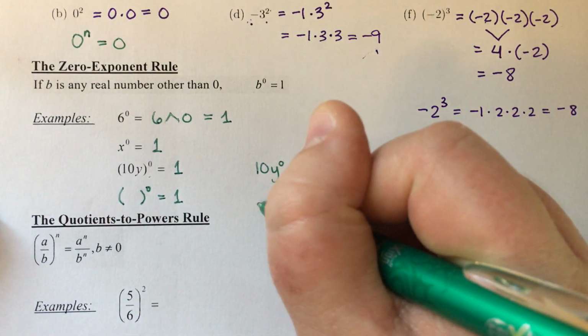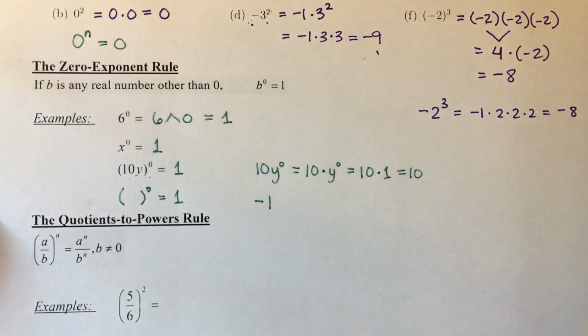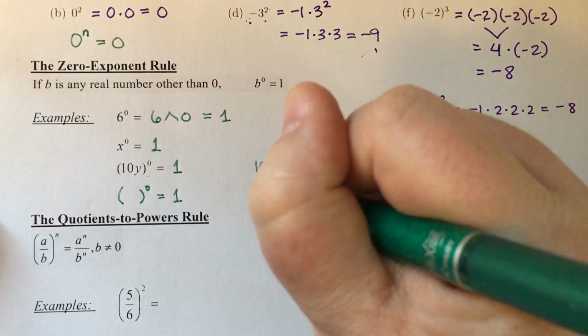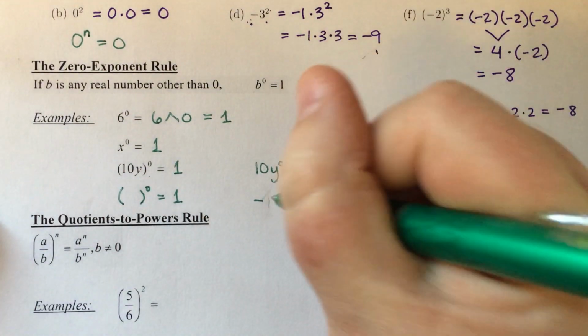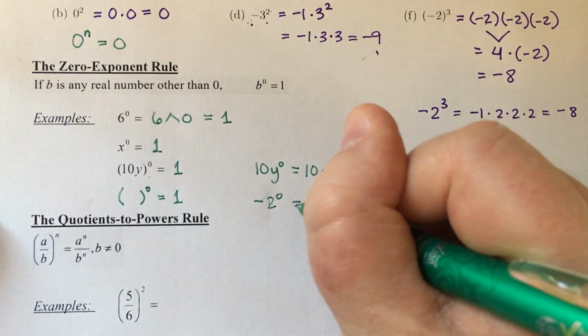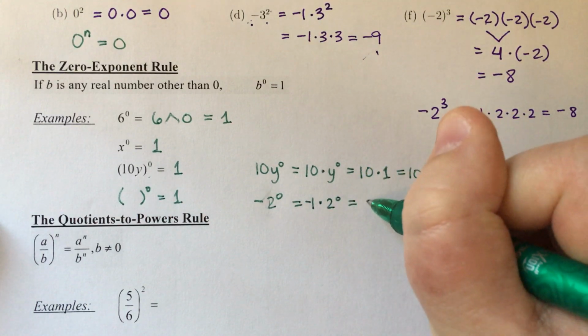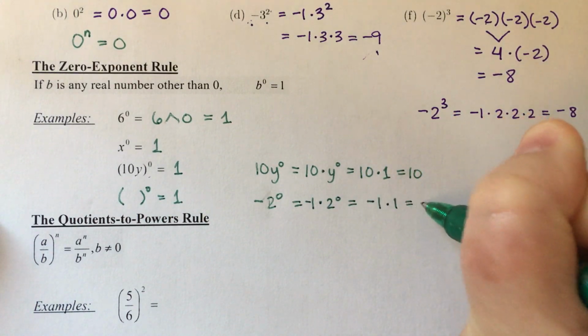Let's try negative 1, no, not negative 1. That's too boring because the answer is going to have something to do with 1. Let's just do negative 2 to the 0 power. I didn't use parentheses, so this would be a negative 1 times 2 to the 0, which is negative 1 times 1, or negative 1.